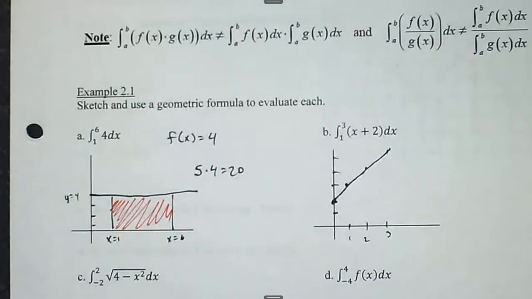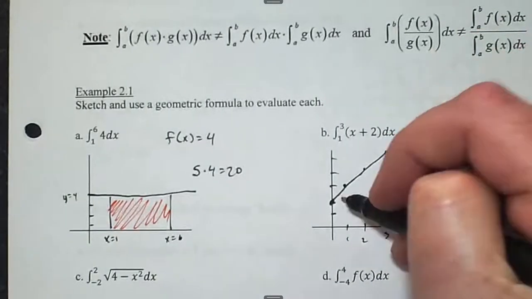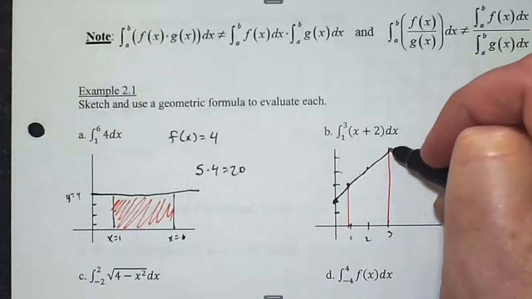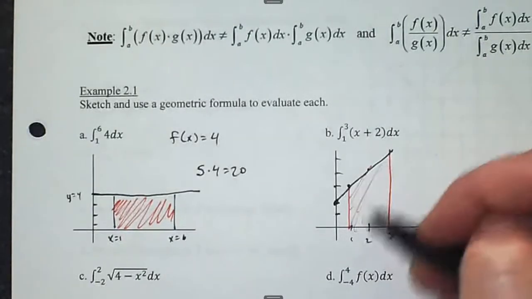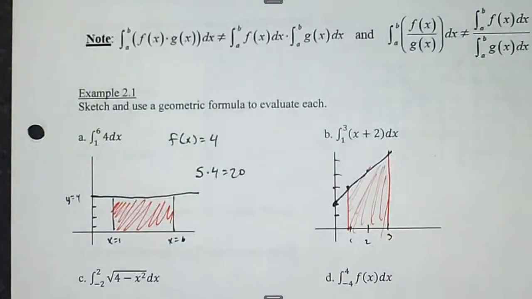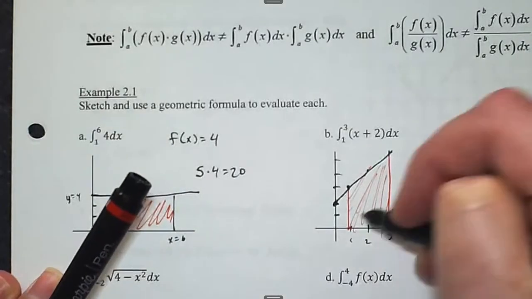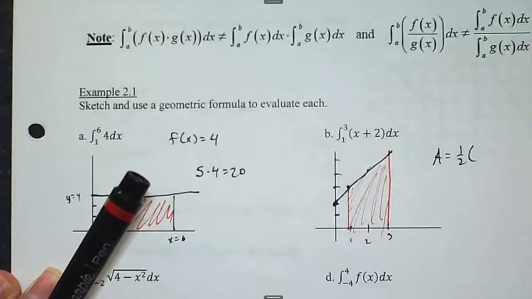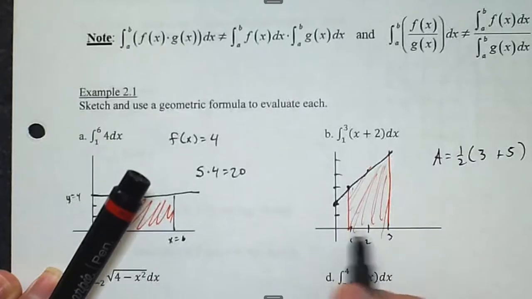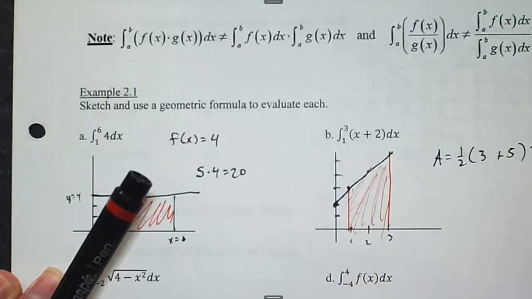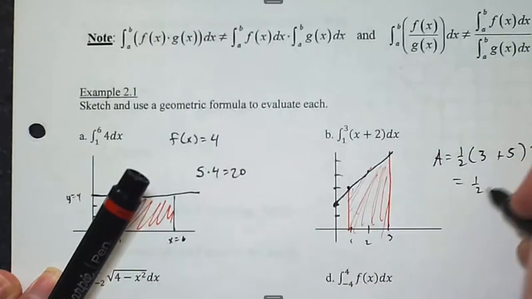But I want to find the integral from 1 to 3. So it's going to be this region here. And that's a trapezoid. I can figure that out. Area equals 1/2 the first base, which is a height of, looks like 3, and the second base is a height of 5, times my height going across here, which is just 2. So that's 1/2 times 8 times 2, which is 8.